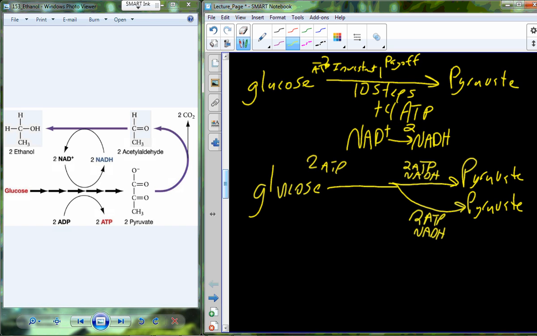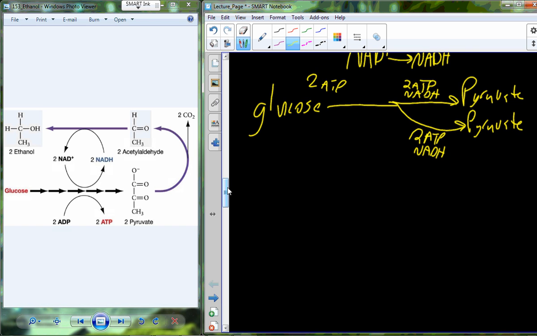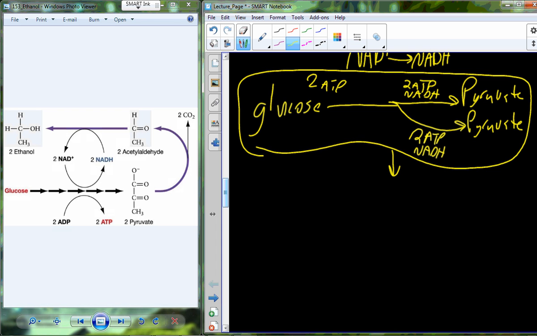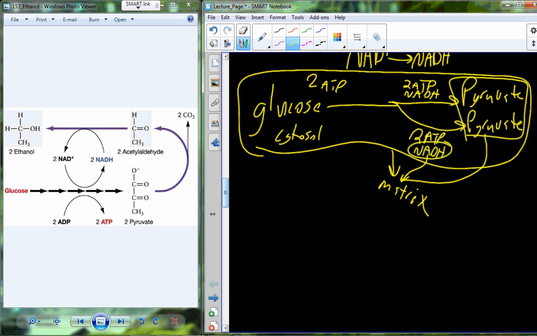Start off with that, and then take your next step, which is to take your pyruvate and bring it from, and by the way, where is all this happening? That all happens in the cytosol. Now, what do we have to do? Well, we can use the ATP directly. We have to take these and transport them into where? Into the mitochondria. And really, I want to get them into the matrix.